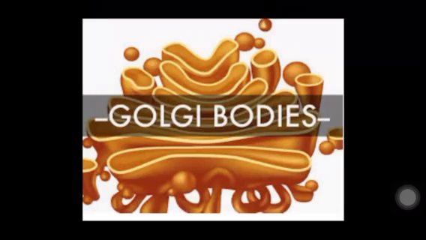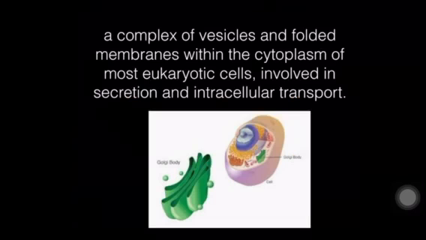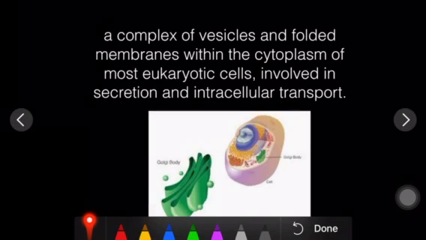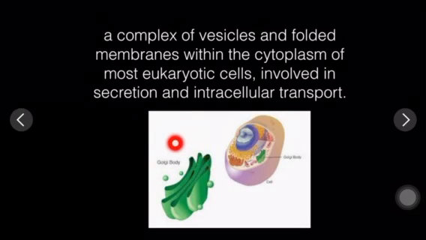So let us study another cell organelle, that is the Golgi body. We'll see the structure of the Golgi body. In that you will observe the green color structure. This is the structure of the Golgi body. It's a complex of vesicles. It means the Golgi body has small ball-like structures.